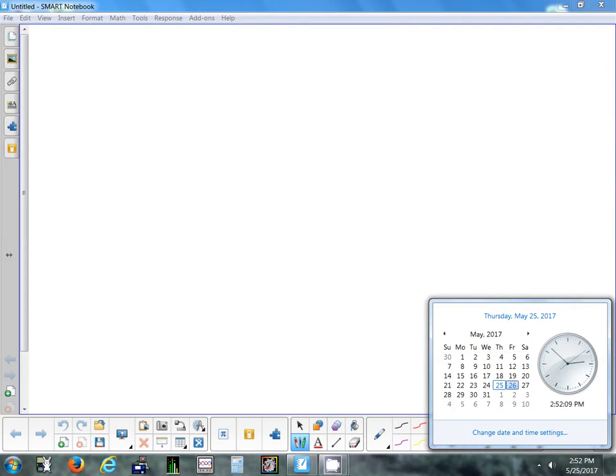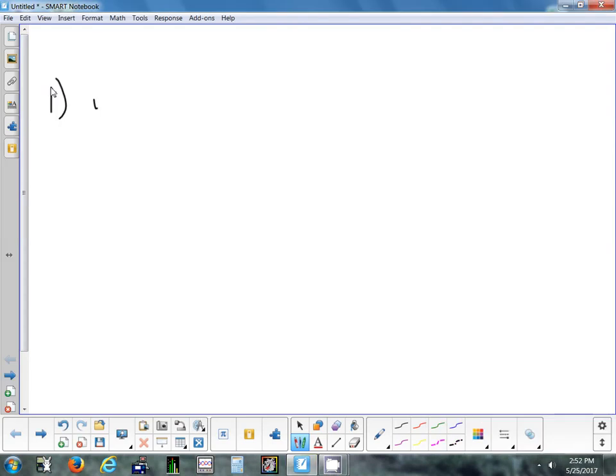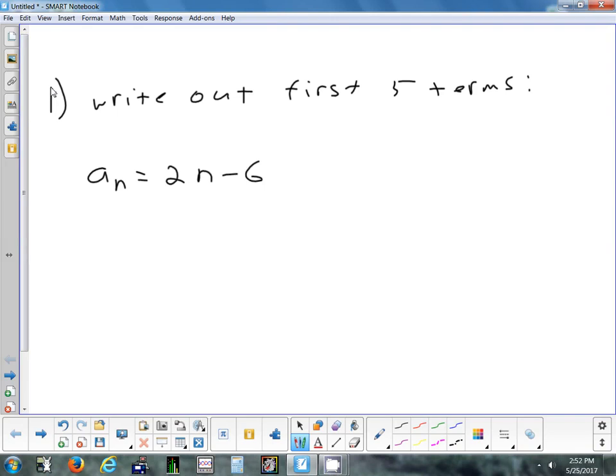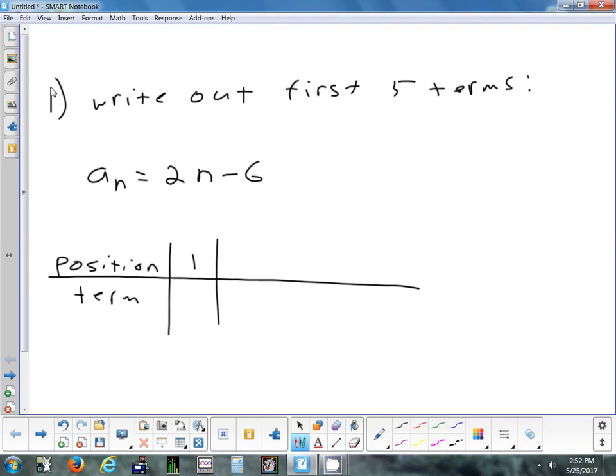So let's just do something like, write out the first 5 terms. Let's say a sub n equals 2n minus 6. So to find the first term, what would you plug in for n? 1. So I'll just put position and then the term. Okay, so the term in the first position, 2 times 1 would give me minus 6, negative 4.